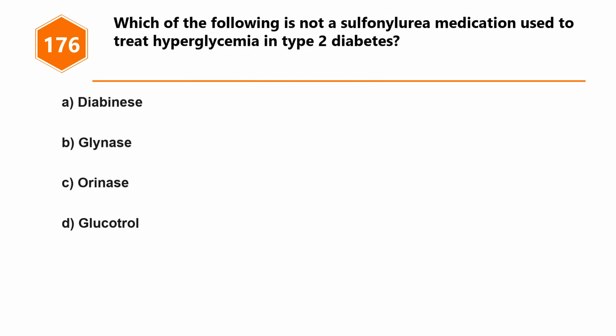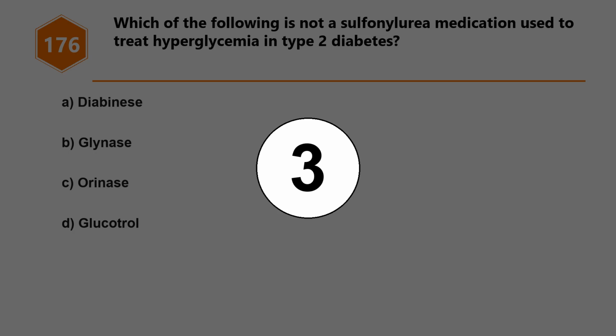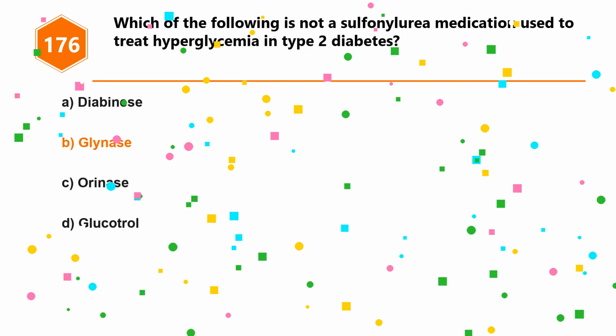Question 176. Which of the following is not a sulfonylurea medication used to treat hyperglycemia in type 2 diabetes? Option A, diabenese. Option B, glinase. Option C, oronase. Option D, glucotrol. The correct answer is option B, glinase.